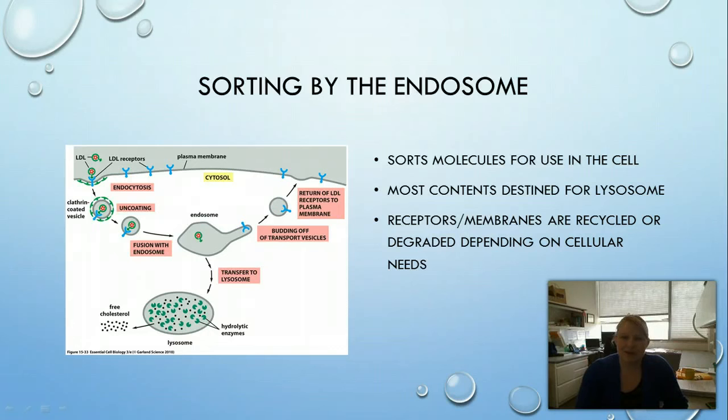The receptors in the membrane, after they're brought to the endosome, are recycled or degraded, depending on the needs of the cell. So if we needed a whole lot of this one specific molecule and now we don't, the receptors will be degraded. But if we need them continually, those receptors will be sent back to the membrane.